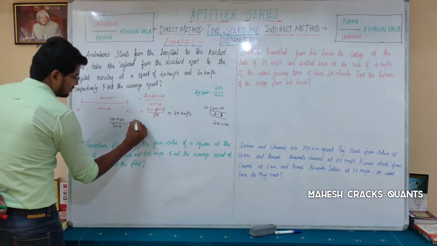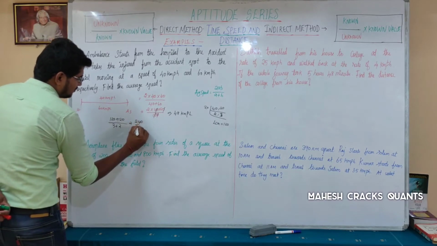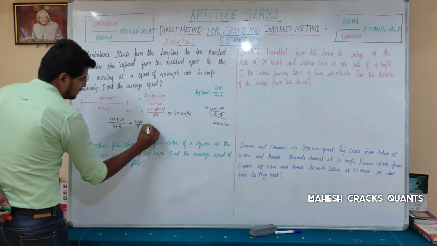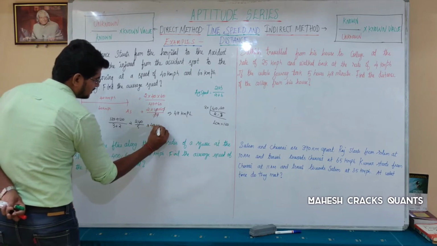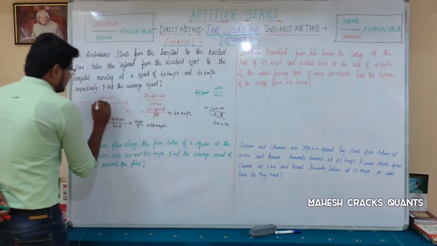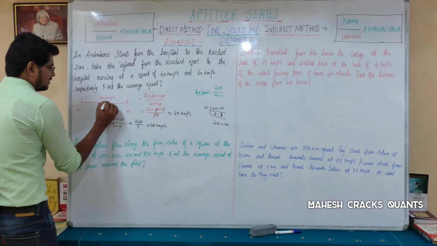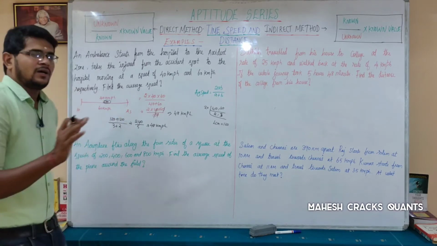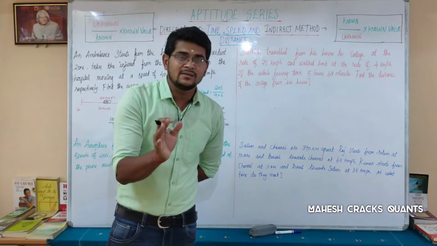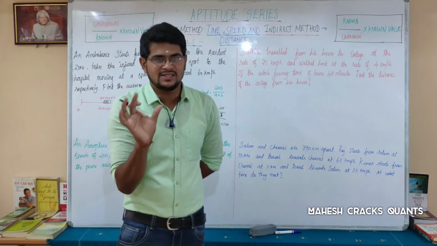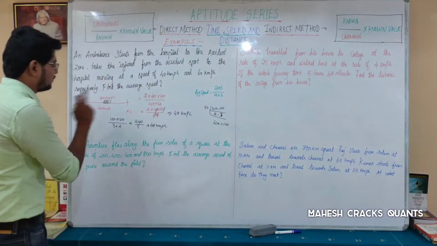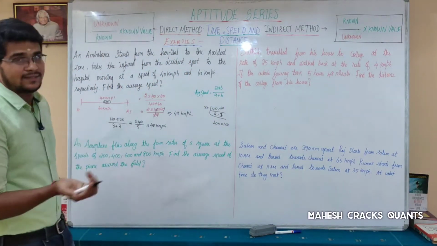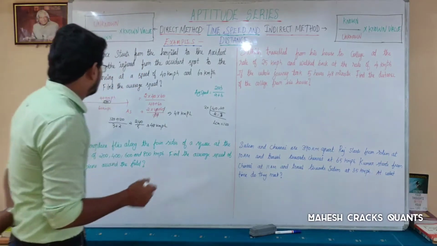So the total time is 3 plus 2, which is 5 hours, and 240 by 5 is nothing but 48 km per hour. So the distance is 120. We are finding the LCM to assume a fixed distance, which is 120 kilometers. Done. That's all. Let's move on to the next question.